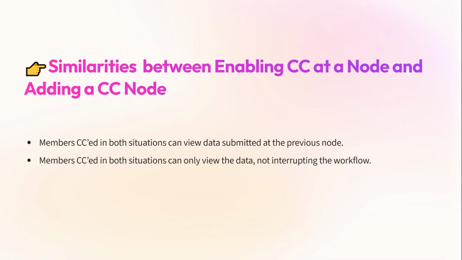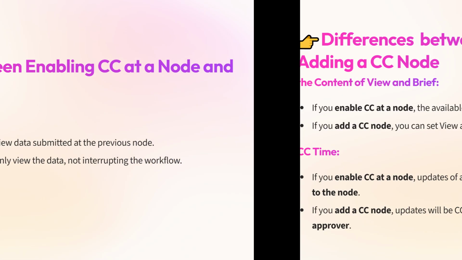You may wonder, it seems that CC enabled on a node and a CC node can both be used to notify relevant members to check the updates of a specific workflow. What are the differences between them? Let's make a brief summary. In terms of similarities. 1. Members CC'd in both situations can view data submitted at the previous node. 2. Members CC'd in both situations can only view the data, not interrupting the workflow.